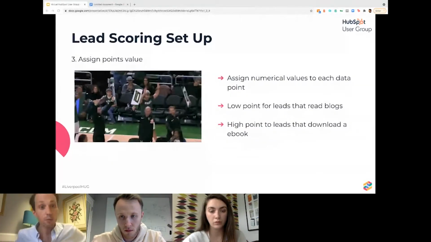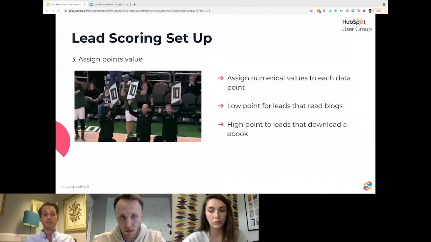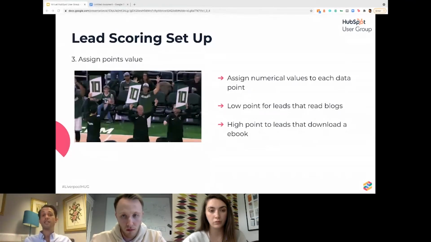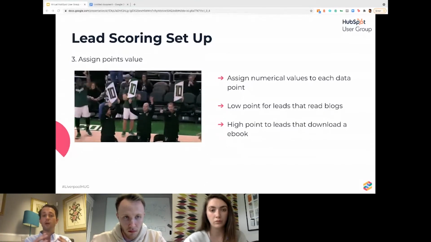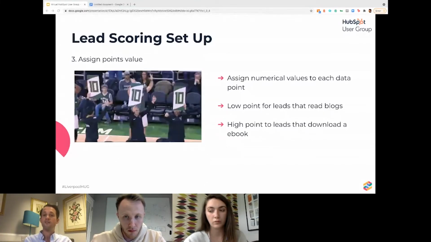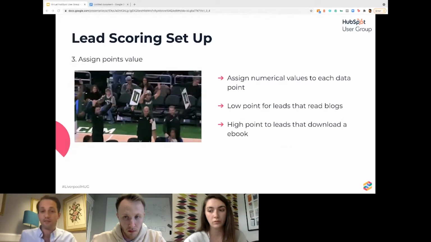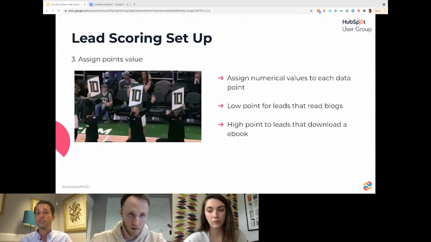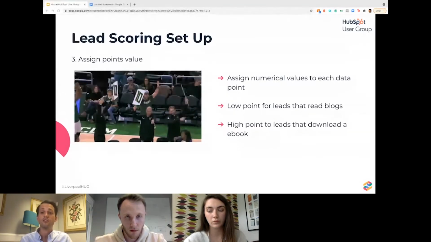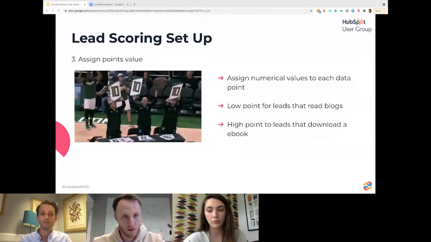Thirdly, once we've done that, we then want to start to assign point values. Now, not all scoring criteria are created equal. So your goal here is to define which traits and actions eventually lead to a closed deal. So you need to assign numerical values to each data point accordingly.